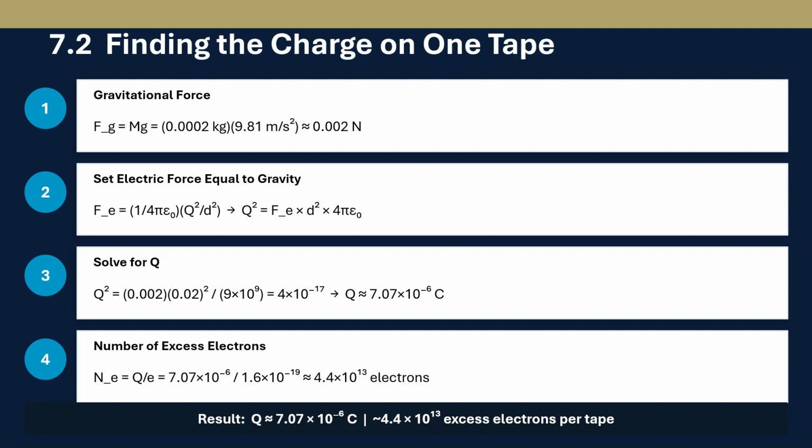So with these measurements, we can solve for Q. Step 1, we know gravitational force, like we just said, is 0.002 newtons. Step 2, set the electric force equal to this gravity, and then use Coulomb's law, F equals 1 over 4 pi epsilon naught times Q squared over D squared, to solve for Q squared, which is the force multiplied by D squared divided by the Coulomb constant. So once we do some conversions and plugging in, we get Q equals approximately 7.07 times 10 to the negative 6 coulombs, and that's approximately 4.4 times 10 to the 13th excess electrons on each tape.